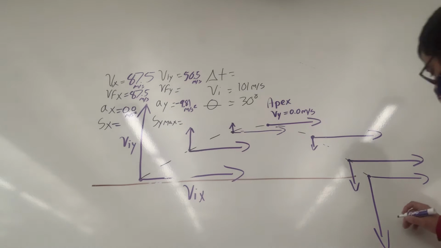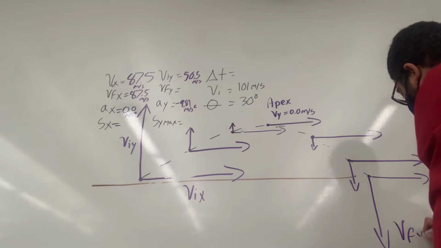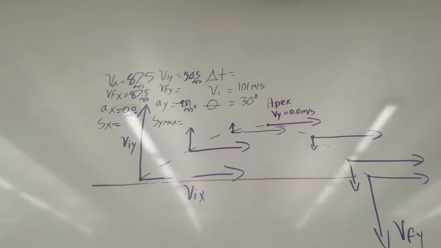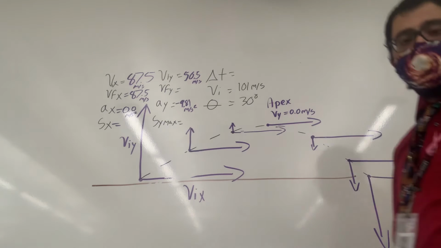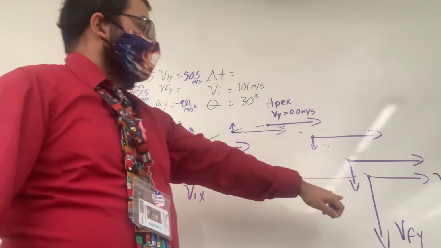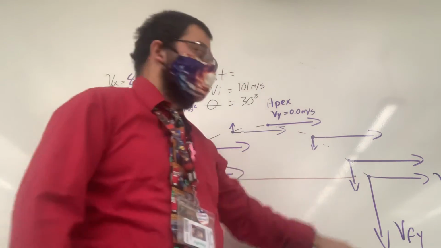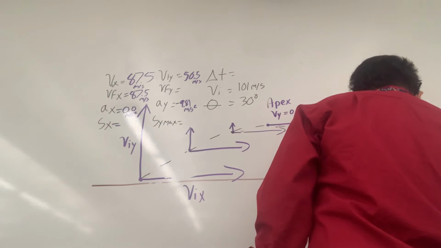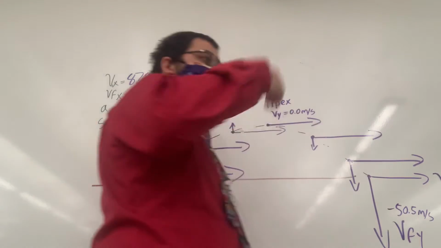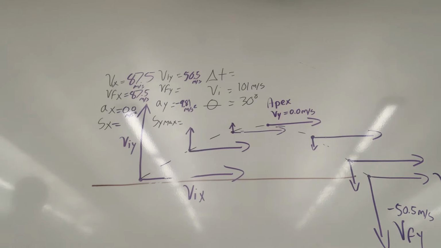So this down here would be your VF Y. This would be your VF X. Does everybody understand that? We know our VFX is 87.5 meters per second. What would our VFY be? Negative 50.5 meters per second. It's negative because it's going down. And this is true for all questions because the x only moves in one direction and y is up and down. Very good.